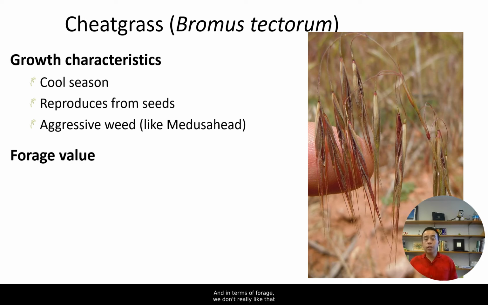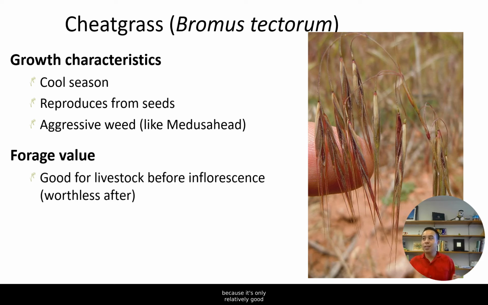And in terms of forage, we don't really like that because it's only relatively good for livestock before it starts flowering or producing an inflorescence with those long awns. Pretty much after it flowers, it becomes worthless feed for the livestock species. And so not only are we concerned about how it's transforming ecosystem services and processes and fire frequency, but it's also not even great for livestock. So it's a big management concern that we're trying to figure out how to approach.